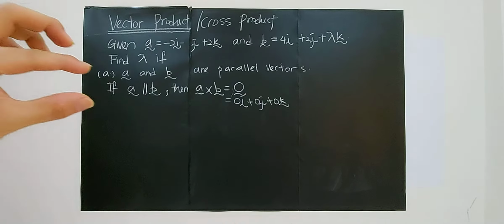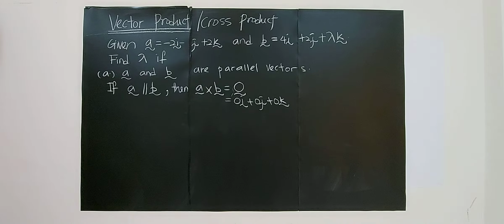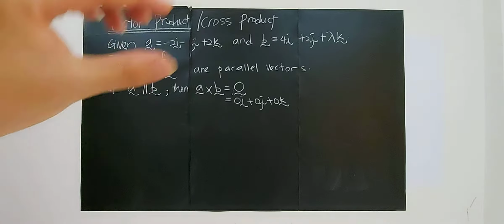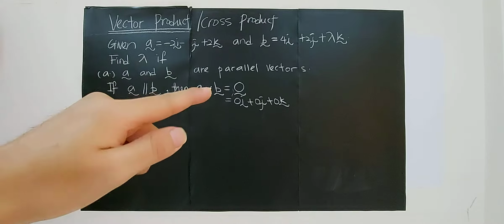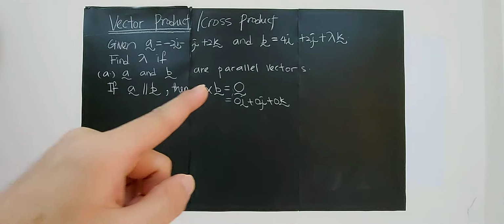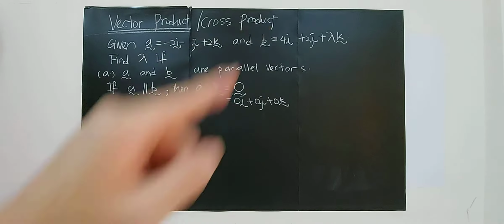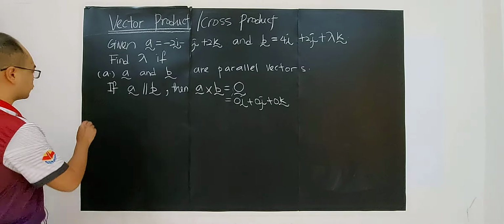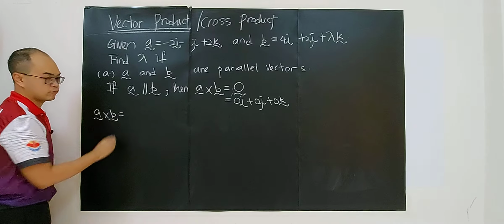This definition is just the result from the first video that I already explained. Why I get this result, you should refer to the first video. So now I will use this result: if A and B are parallel vectors, A cross B will produce a zero vector. So what I'm going to do now is the cross product between vector A and vector B.